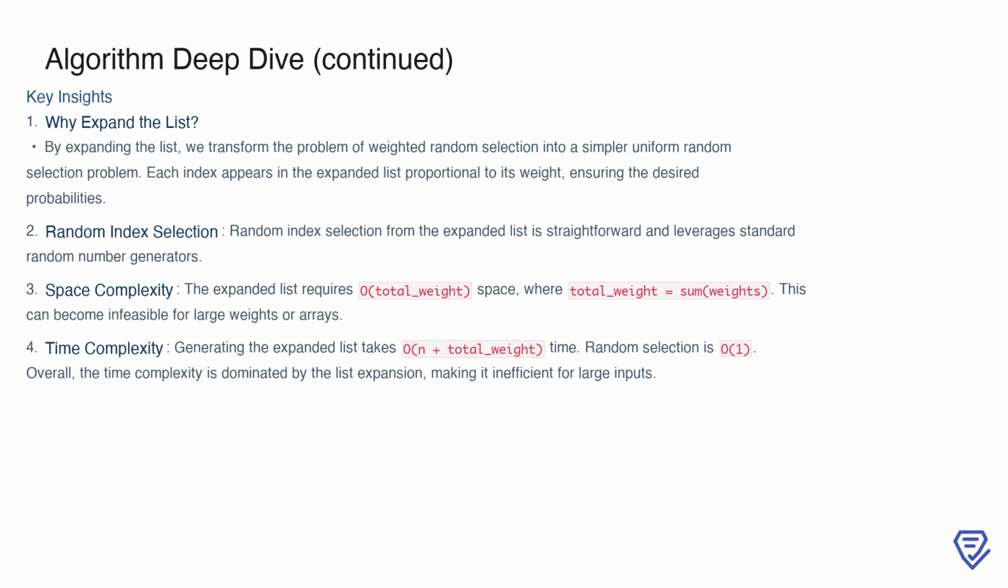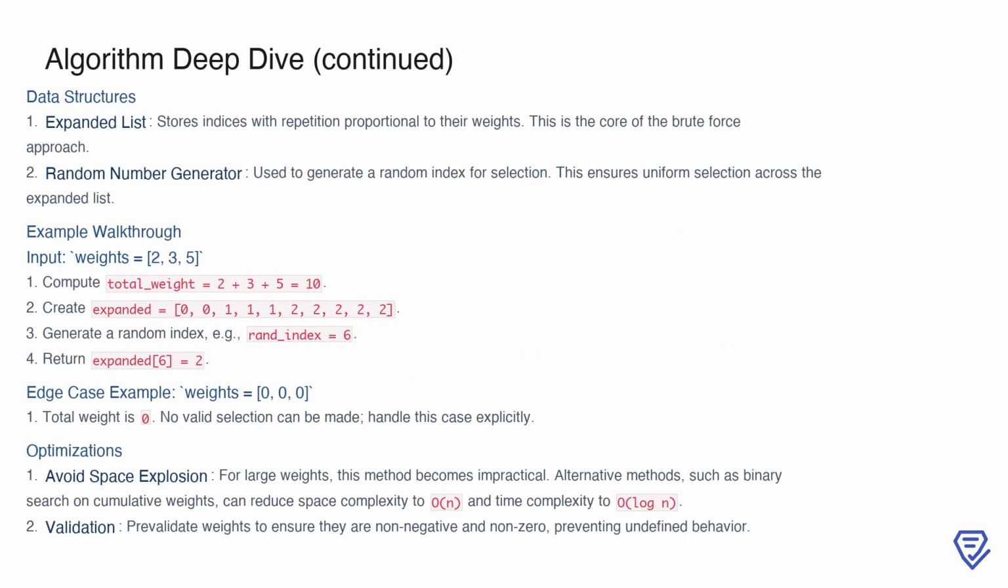The two main components of this brute force approach are the expanded list and the random number generator. The expanded list stores indices with repetition proportional to their weights, and the random number generator ensures uniform selection from this list. For example, given weights 2, 3, 5, the total weight is 10, and the expanded list becomes 0, 0, 1, 1, 1, 2, 2, 2, 2, 2. If a random index like 6 is generated, the value at expanded[6] is 2, which is the selected index.